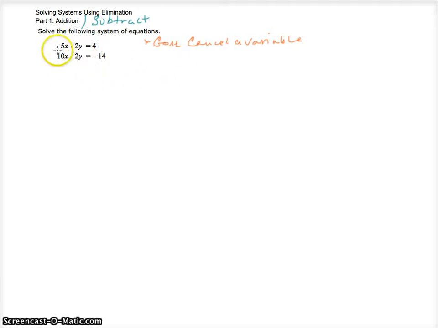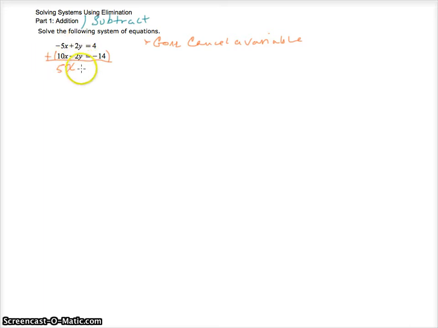So here, since I have opposite variables right here and they're the exact opposites, I'm going to add these two equations together so that I can cancel them. So I'm going to cancel the y's. So I'm going to add. I have negative 5x plus 10x. Well, negative 5 plus 10 is 5x.